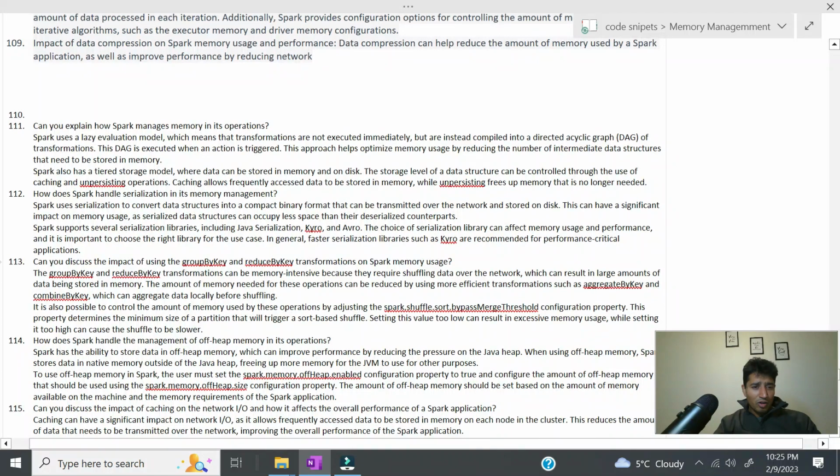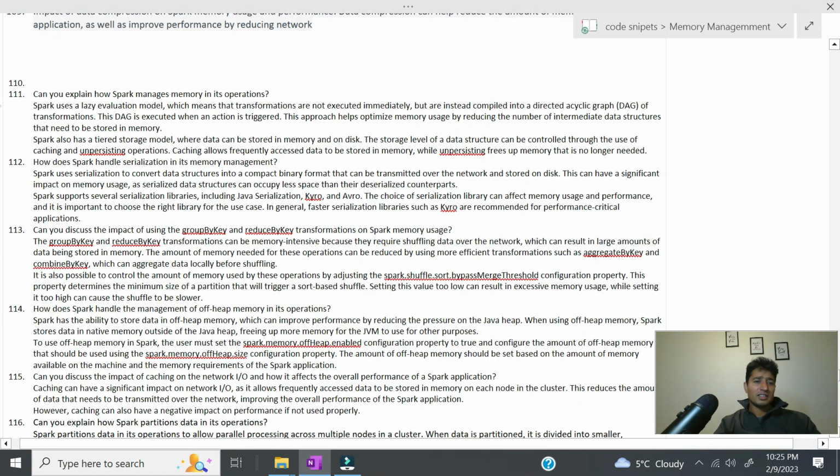Can you explain how Spark manages memory in its operation? Okay, so let's see it. Spark uses a lazy evaluation method, which means the transformations are not executed immediately, but instead compiled in a DAG, directed acyclic graph of the transformations. This DAG is executed when an action is triggered. This approach helps to optimize the memory usage by reducing the amount of intermediate data structures needed to store the data.